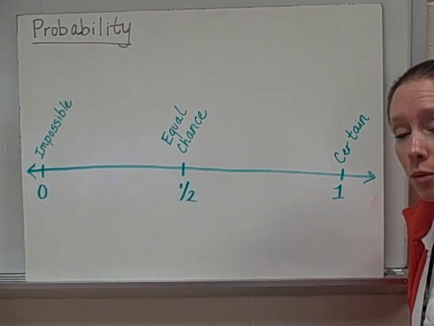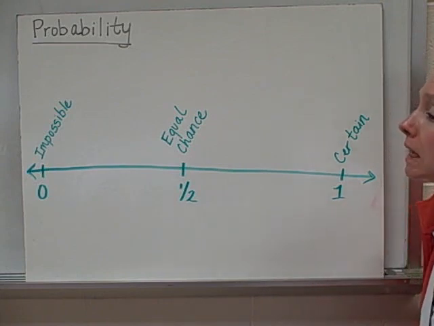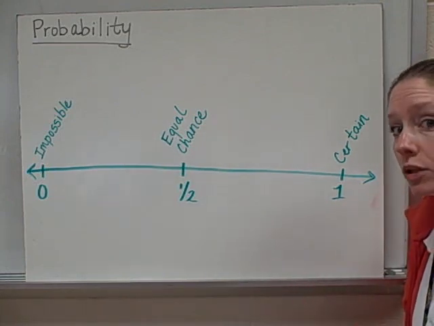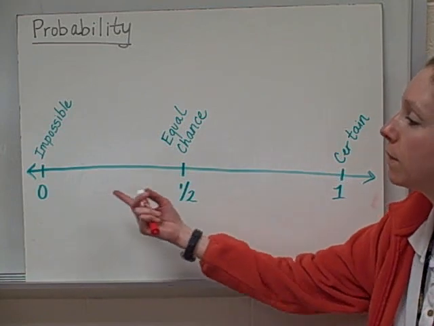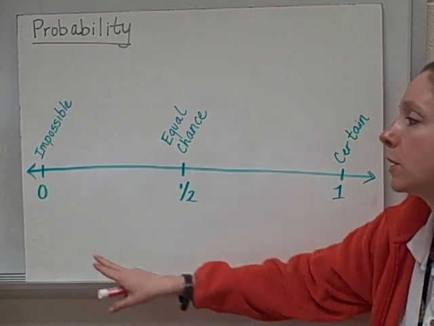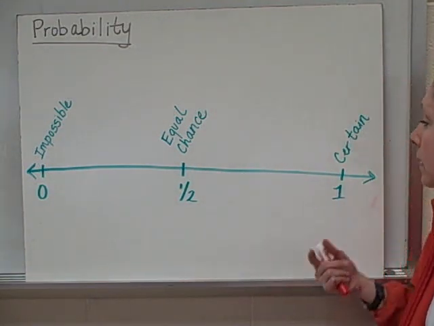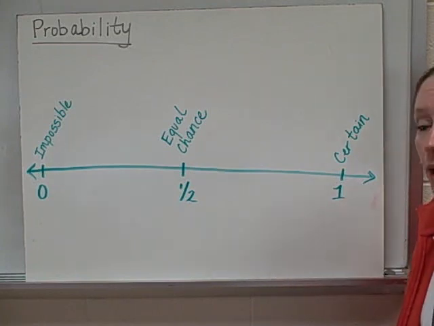Welcome to video number 1 for Unit 5. Unit 5 is about probability. One of the main objectives is that you can place events on a number line related to the probability. So here's the basic outline. If something is impossible, never going to happen, it has a probability of 0. If it's certain, definitely going to happen, it has a probability of 1.